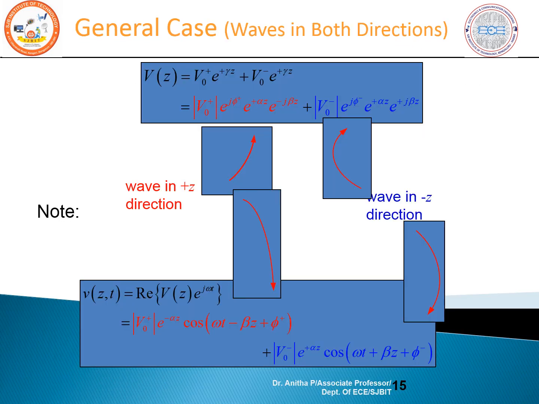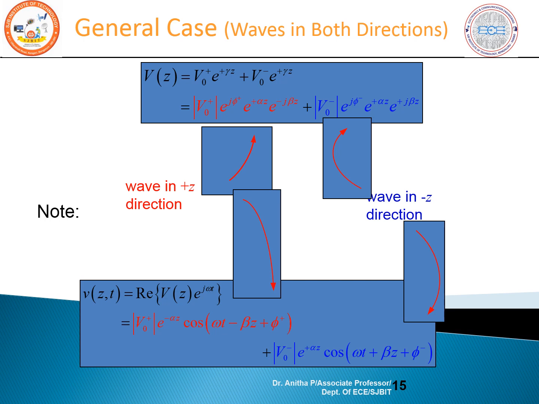And here you can observe a general case of a wave propagating in the positive z direction, represented with respect to space, and with respect to time and space. First, representing with respect to space only, the total voltage will be a sum of two parameters: one is the incident wave traveling in the positive z direction, and the other is the reflected wave traveling in the negative z direction.